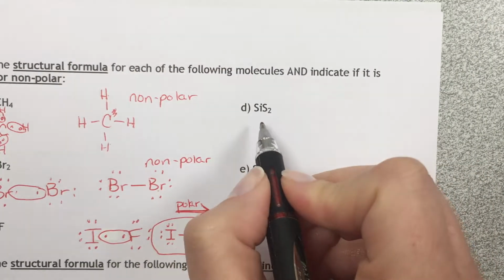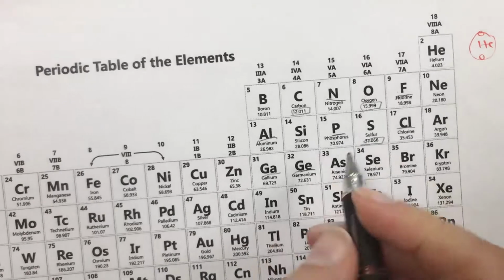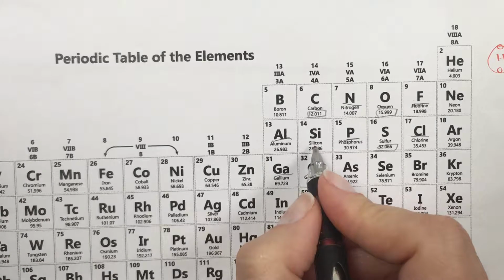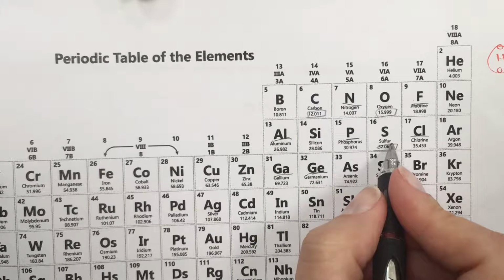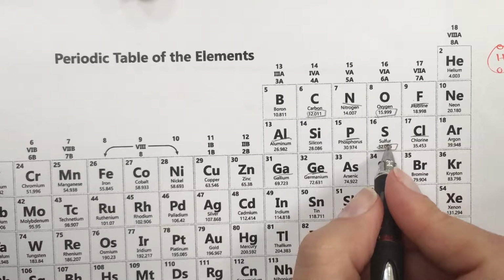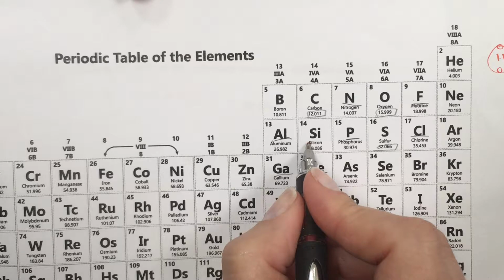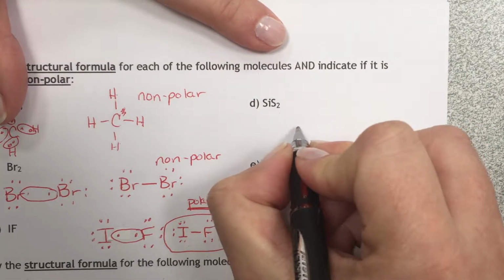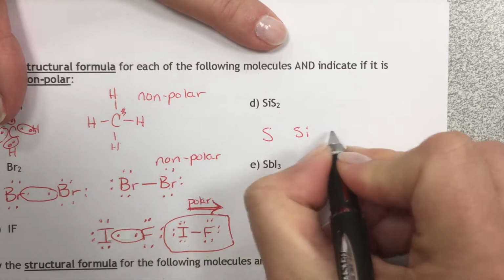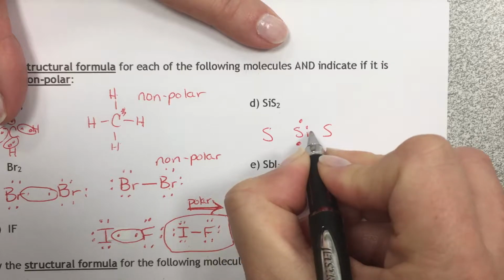Okay. We have SiS2. So Si is here, and it has 4 valence electrons, so it needs 4 bonds. Sulfur has 6 valence electrons, so it needs 2. So silicon needs to be in the middle, and these two will be on the outside. So silicon in the middle, and sulfur on each side. So remember we said silicon needed 4 valence electrons.